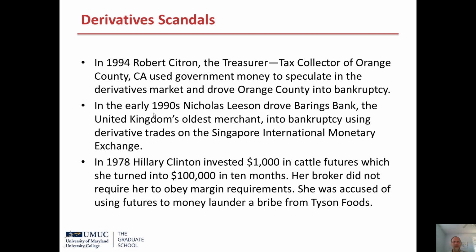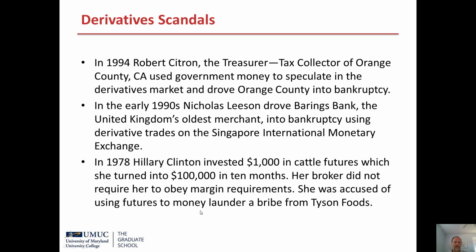Another example of a derivative scandal and bankruptcy was in the 1990s. Nicholas Leeson, who worked for Barings Bank, one of the United Kingdom's oldest merchant banks, drove the bank into bankruptcy by trading on derivatives on the Singapore International Monetary Exchange. So he was able to trade a ton of money that belonged to Barings with basically no oversight.